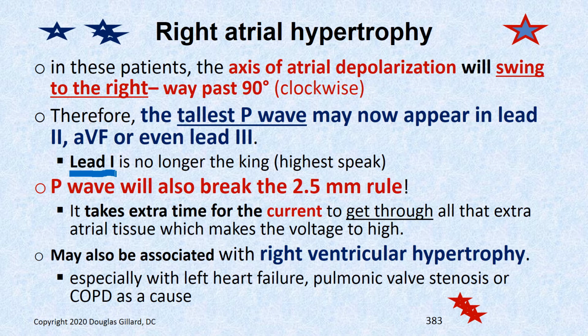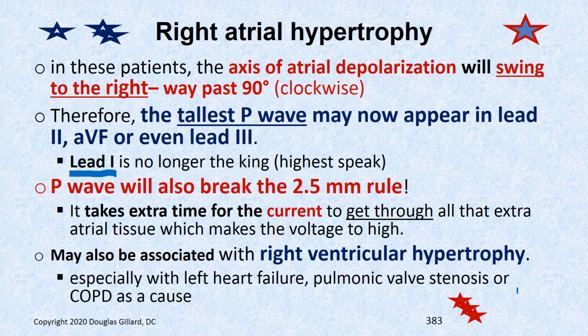In people with P pulmonale, they will also have a broken 2.5 millimeter rule. So if you measure the duration of the P wave, it'll be too long. If you measure the height of the P wave, it'll be too high. And it might be associated with right ventricular hypertrophy, especially if they have a problem that affects the ventricle too. So left ventricular failure, pulmonic valve stenosis, not tricuspid valve stenosis.